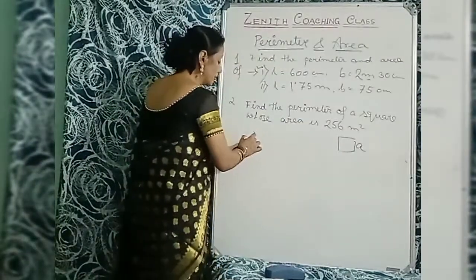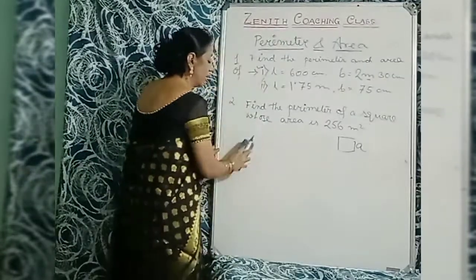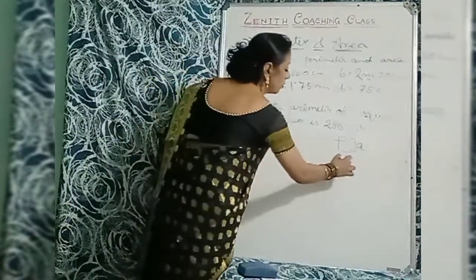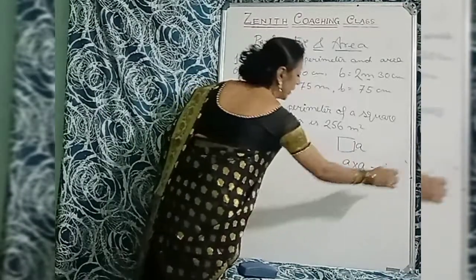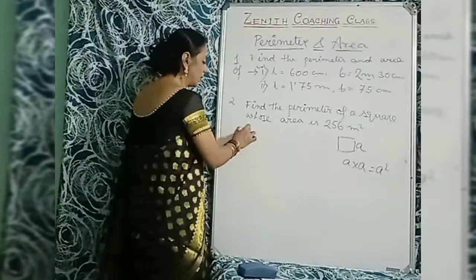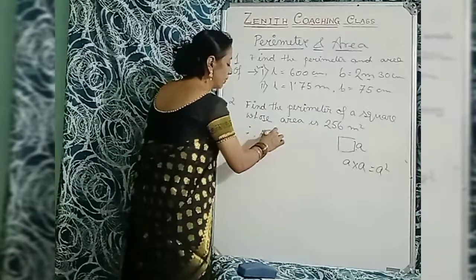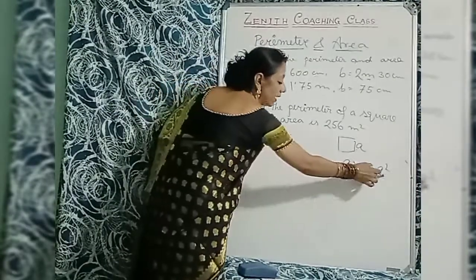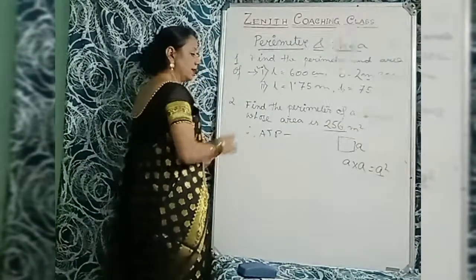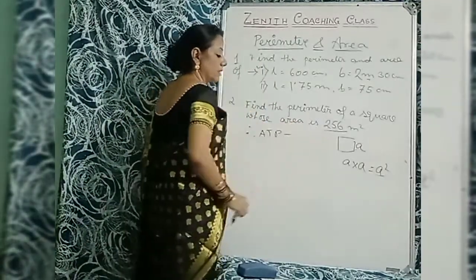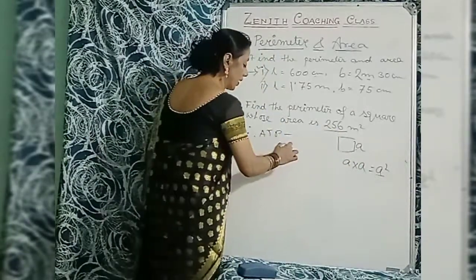So therefore, since side equals A meter, area equals A multiplied by A, side into side, that is A square. According to the problem, area equals A square, and in the question they are telling that area equals 256. So you are right, and in the book that is also right. So A square equals 256.